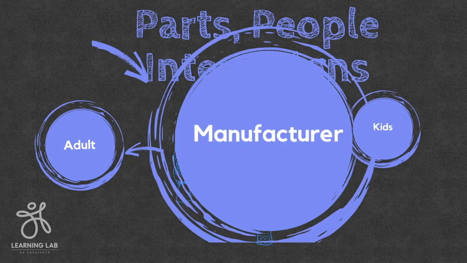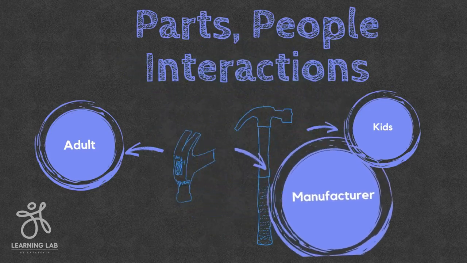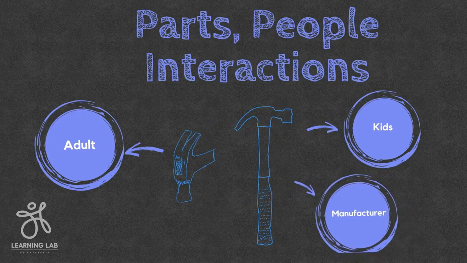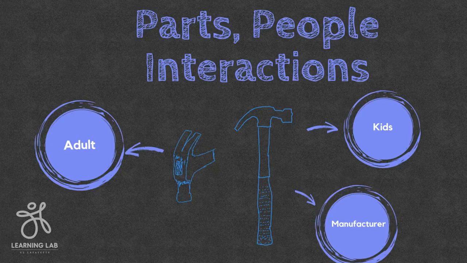There is also the manufacturer, the people that design and make the hammer. They want to make the hammer cheaply, so it would help them if the throat of the hammer was thinner, so it used less material.